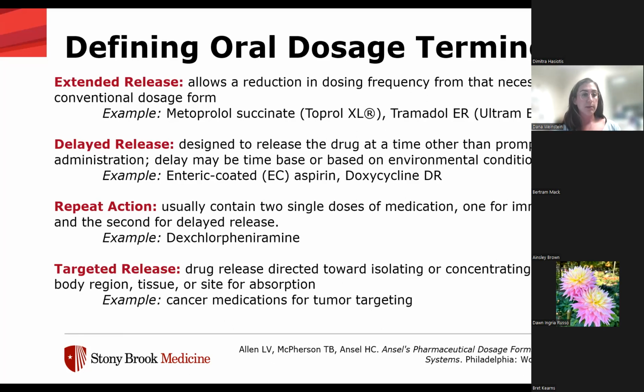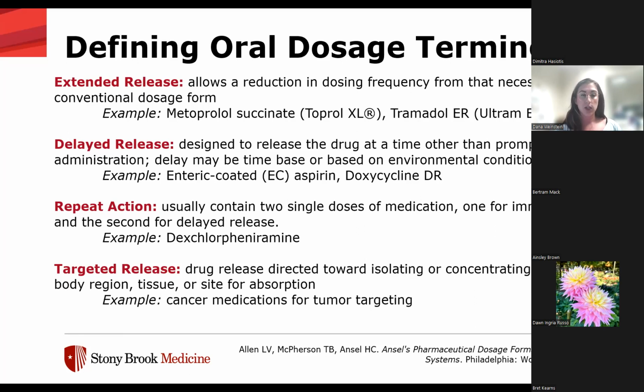There's also something called repeat action, and that's usually a medication that contains 2 single doses, kind of stacked one on top of the other. It looks like 2 tablets smushed together, and the one would be for immediate release, and the second would be for delayed release. And the example for that would be dexchlorpheniramine, which is an antihistamine.